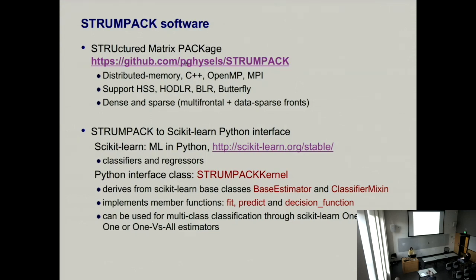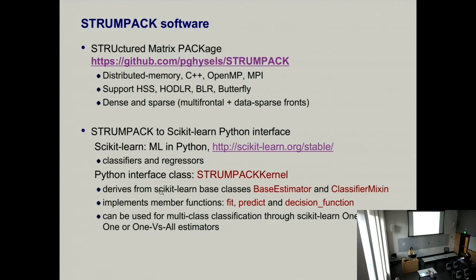And we have different compression formats. One of the formats, I didn't show the picture, is a butterfly, which is very good for the high frequency Helmholtz equation, where those other formats don't work very well because their rank becomes very big. But butterfly, because it's using some complementary low rank structure, it's very nice.